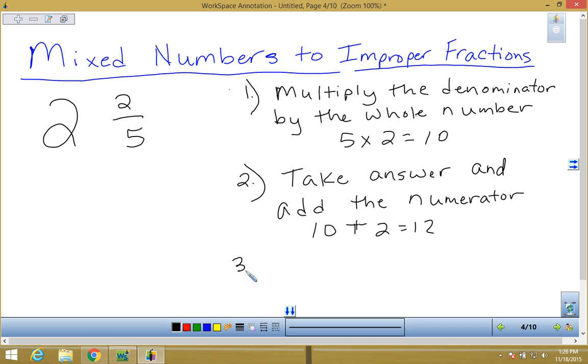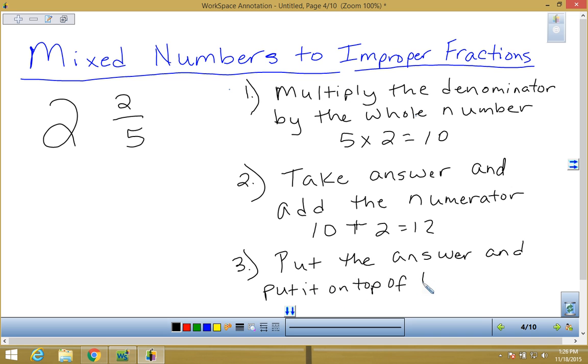My final step is how I show my answer. So I put the answer and do what with it? Put it on top of the denominator. And put it on top of the denominator. Good. Which would make it 12 over 5. So this is equal to 12 over 5.